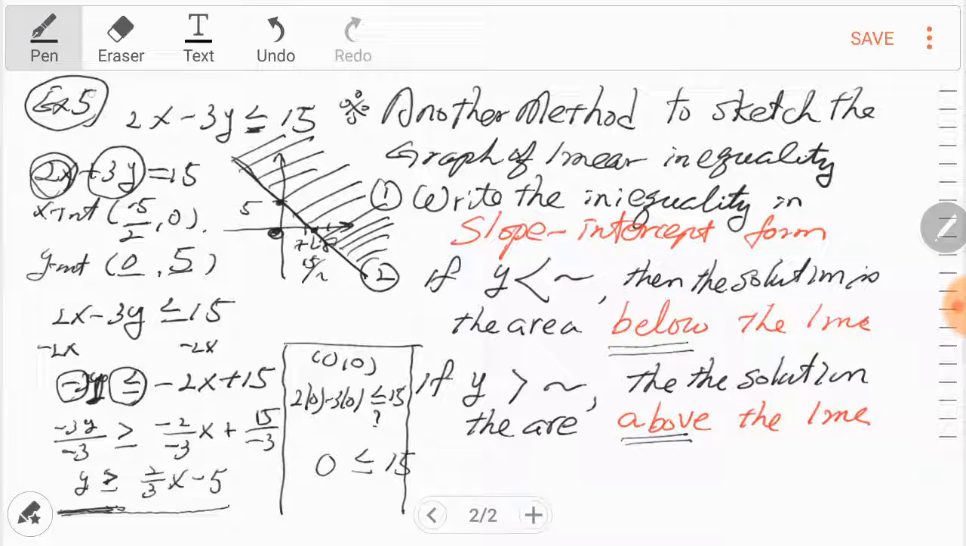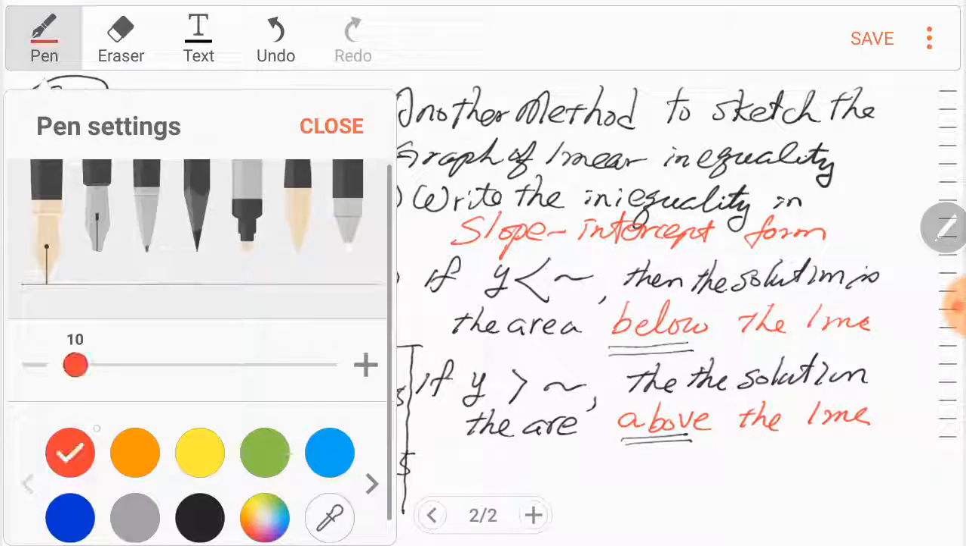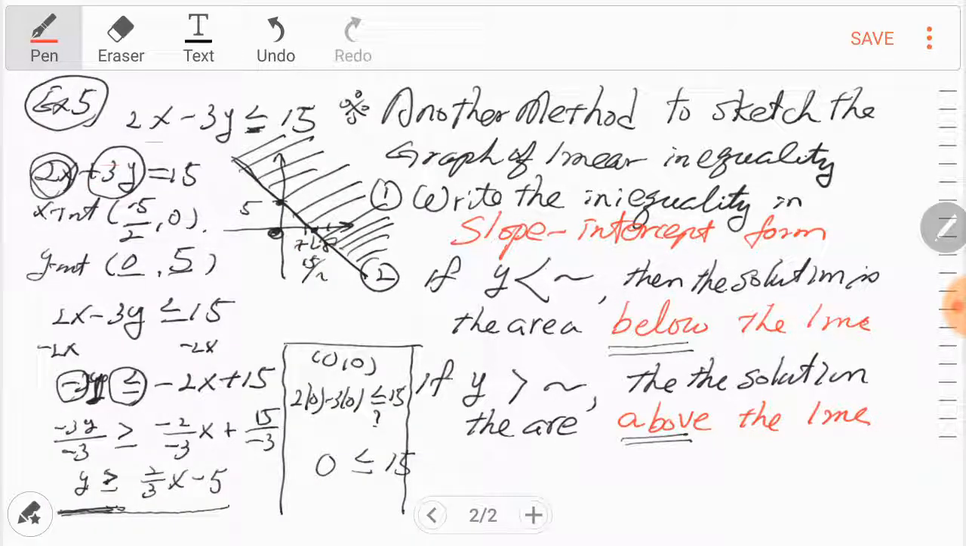So look at this part. The inequality is 2x minus 3y, but this is 2x plus 3y. This should be minus 3y. Then the x-intercept: when y equals 0, x equals 15 over 2. For the y-intercept, when x equals 0, y is negative 5. So let me erase this graph.